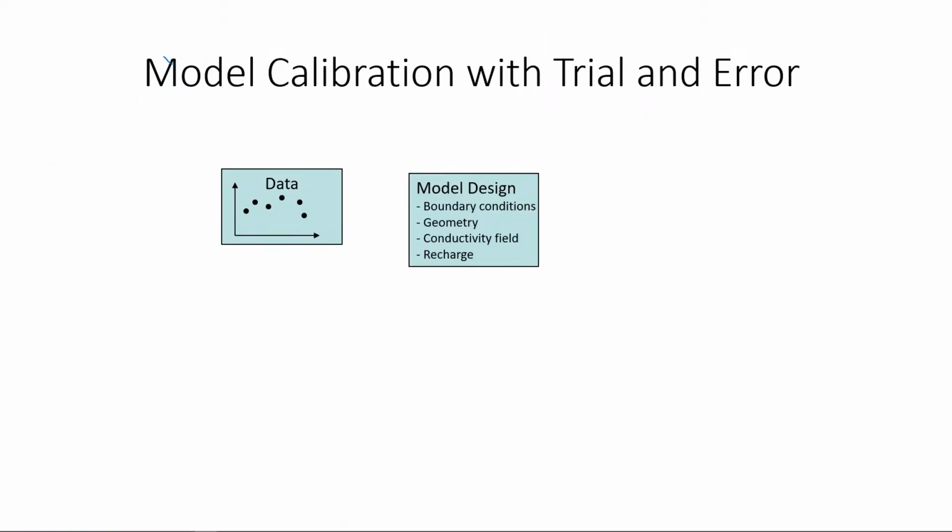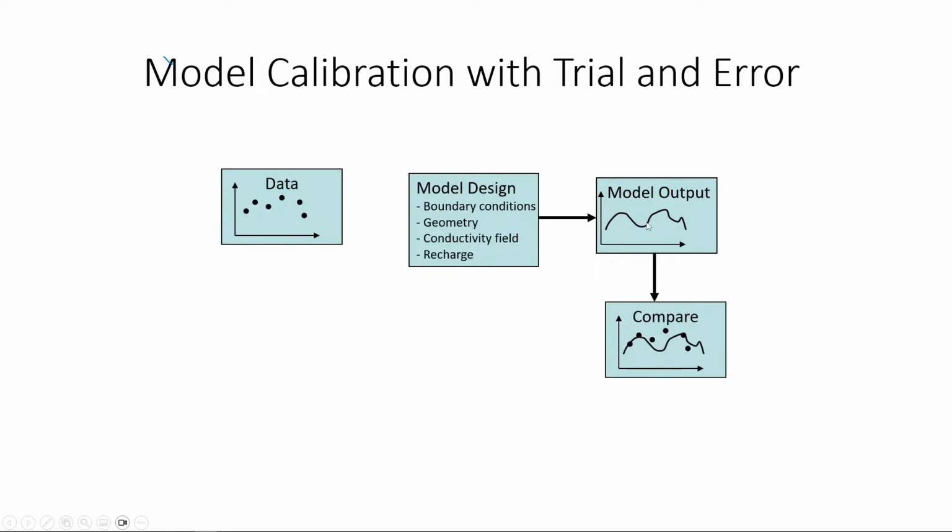So here again, this is model calibration. You can do this with trial and error. This is the data that you observed in the field. You design your model, your boundary condition, your geometry, your conductivity field, your recharge if that's a groundwater model, and then the model will have a certain output. Then you compare the data that you are observing in the field with the output of your model. This part is doing good. Here I have a little bit of underestimation, where I'm not capturing these 2 points accurately. But overall, I'm getting the trend, so overall it's doing good.